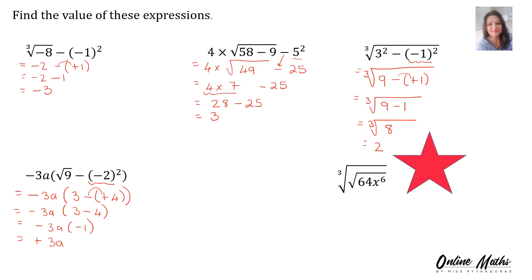And then here's a nice one for you. So this one, you will wait with the cube root, and you will first deal with this, the square root of 64x to the 6. So that one will be the square root of 64 is 8, and the square root of x to the 6 is x to the 3. And now you say the cube root of 8 is 2, and the cube root of x to the 3 is just x.